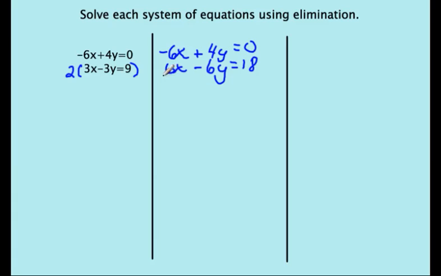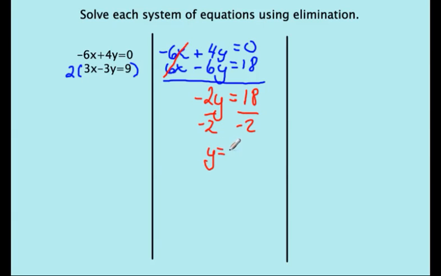From here, we'd be able to eliminate the x's by adding both equations together. So let's do that. Negative 6 plus 6 cancels out, leaving us with negative 2y equals 18. If that's true, then we can divide by negative 2, and y would equal negative 9.